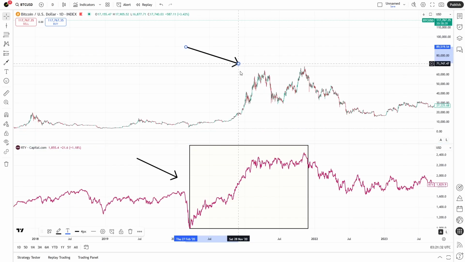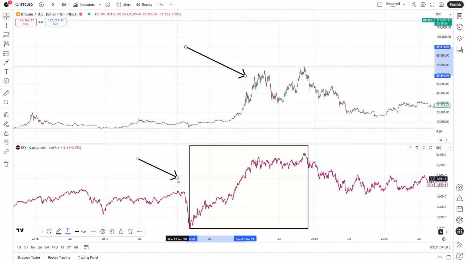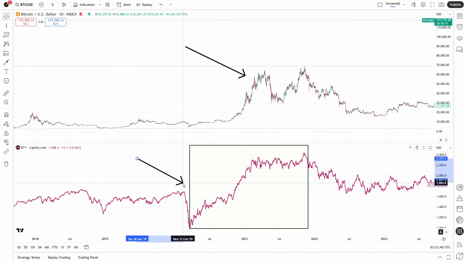Okay, so this is Bitcoin on top, and this is the Russell 2000 on the bottom. My goal with comparing the Russell 2000 to Bitcoin is to show you the correlation between crypto and the Russell 2000, which is something that BCB does extremely well. And if you haven't followed him, I recommend that you do follow him. So I'm really just echoing and trying to show additional evidence of what he fundamentally is saying.